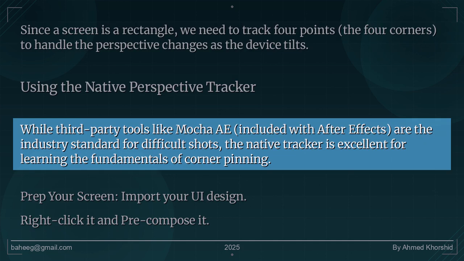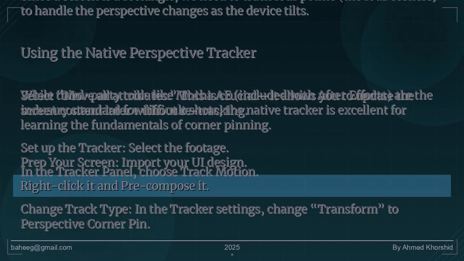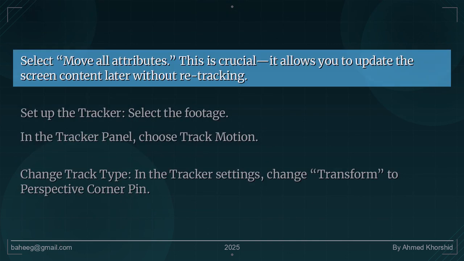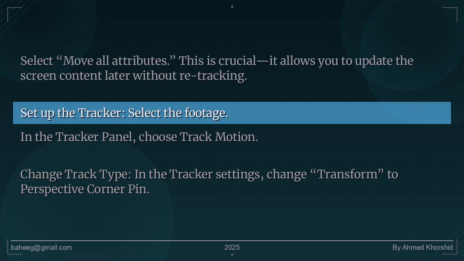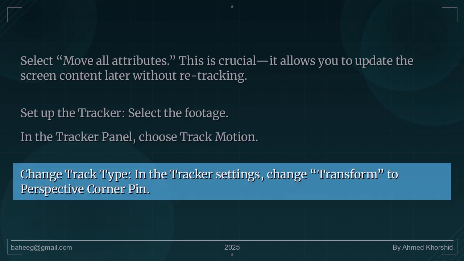Using the native perspective tracker. While third-party tools like Mocha AE, included with After Effects, are the industry standard for difficult shots, the native tracker is excellent for learning the fundamentals of corner pinning. Prep your screen: import your UI design. Right-click it and pre-compose it. Select Move All Attributes. This is crucial, it allows you to update the screen content later without retracking. Set up the tracker: select the footage. In the Tracker panel, choose Track Motion. Change track type: in the tracker settings, change Transform to Perspective Corner Pin.